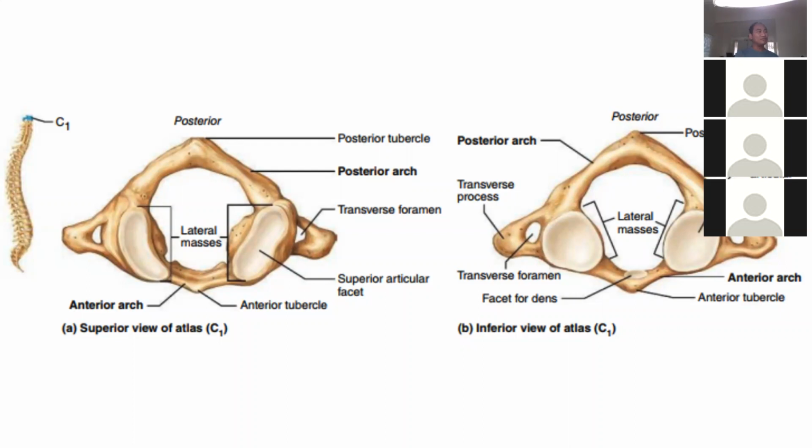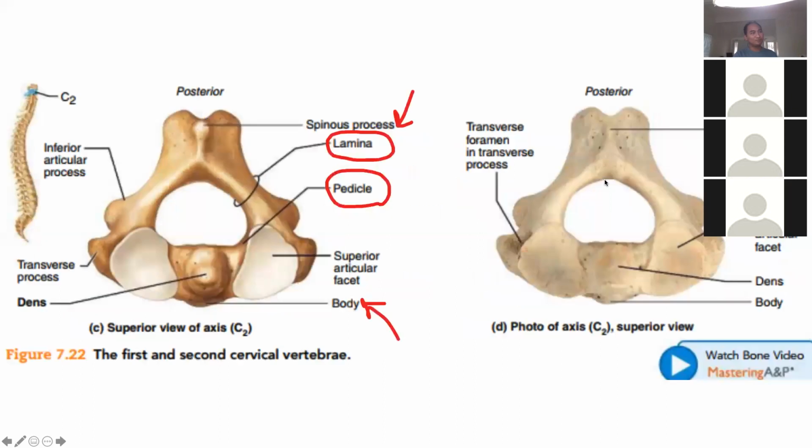But don't forget, we still have the anterior body, which is not that prominent, and the lateral transverse process. We still have the transverse process, and we still have the pedicle and lamina, which is not typical here. This became the posterior arch. Look at this. We now have the lamina and the pedicle.